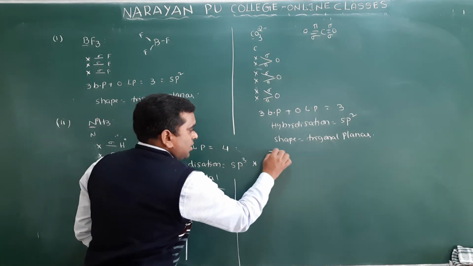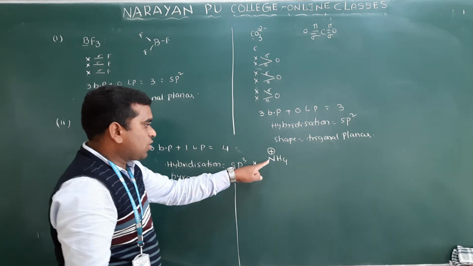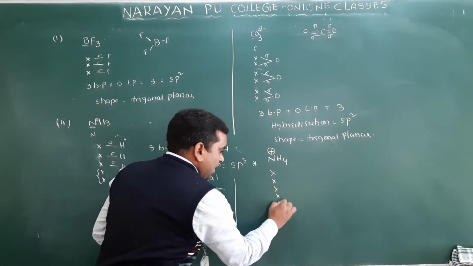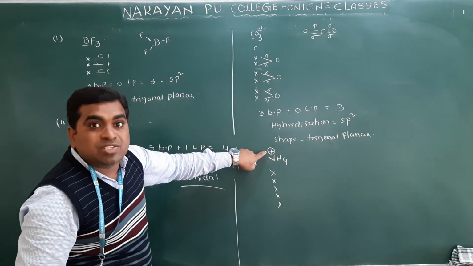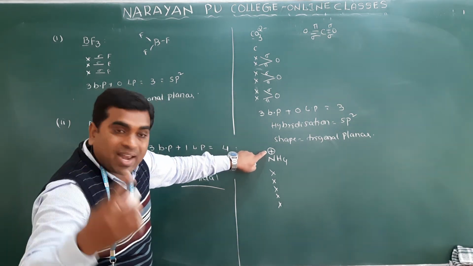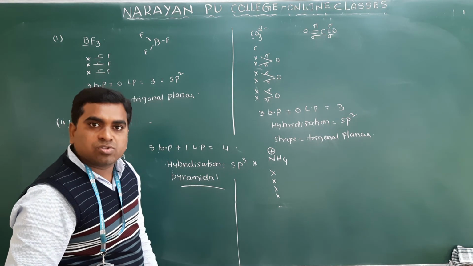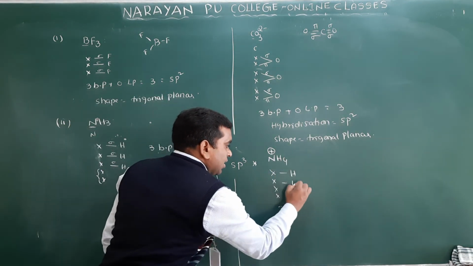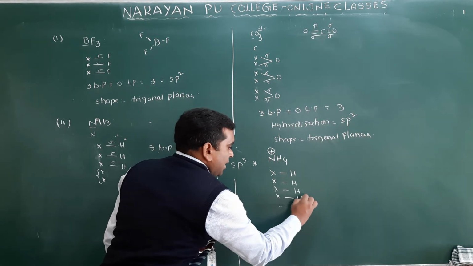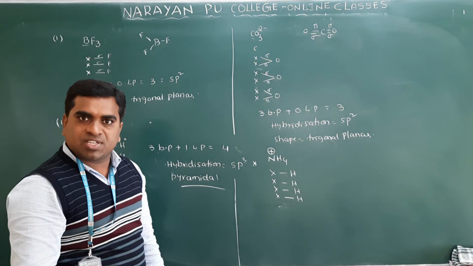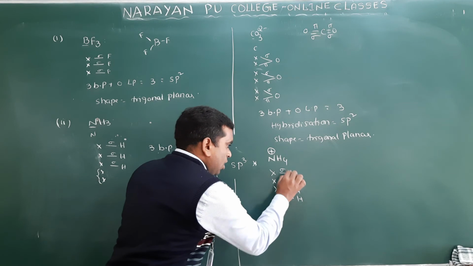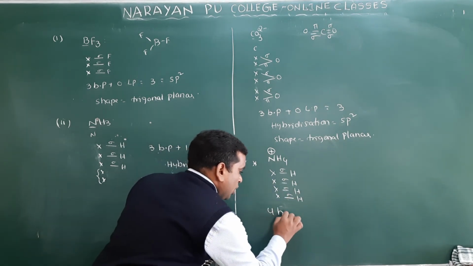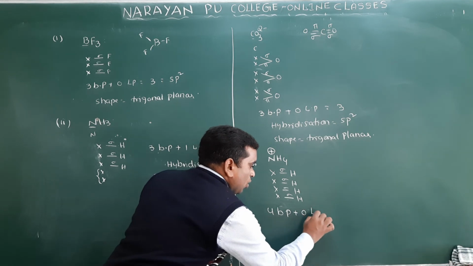NH4 plus. Nitrogen belongs to which group? 5th group, so here 5 electrons. But here plus 1 is there. Plus 1 means you have to remove 1 electron, so 4 electrons only. Now each hydrogen needs 1 electron from the nitrogen to form a sigma bond, single bond. So how many bond pairs are there? These are bond pairs, so 4 bond pairs and 0 lone pair.